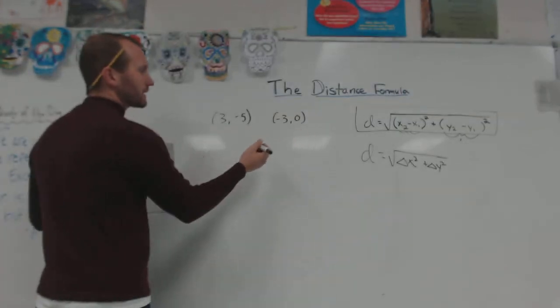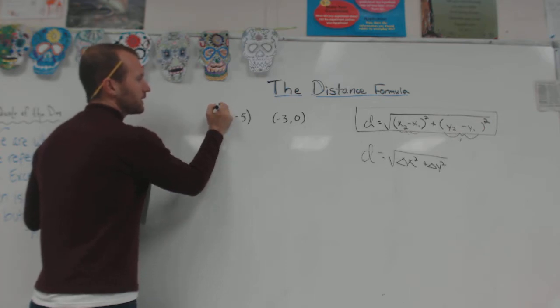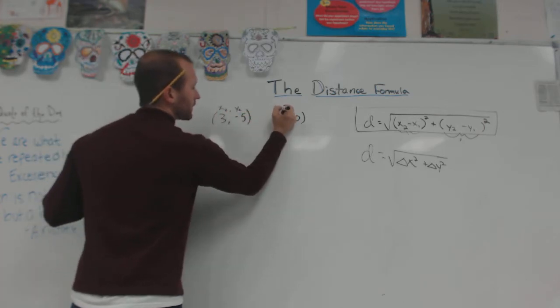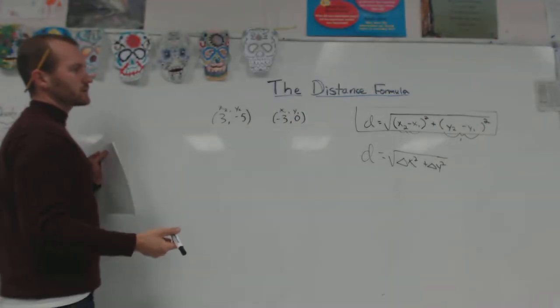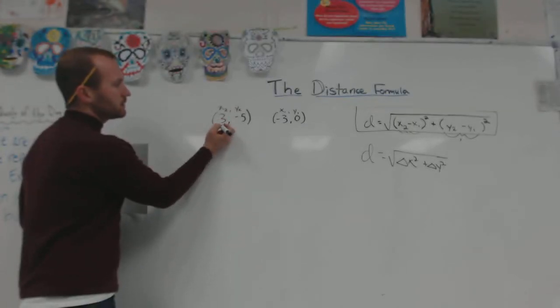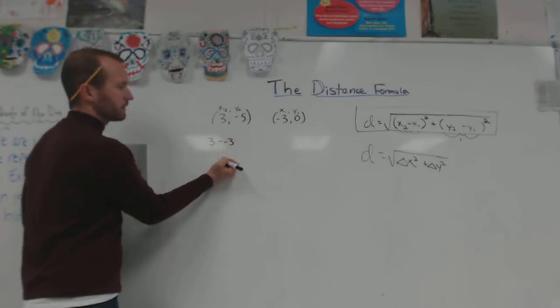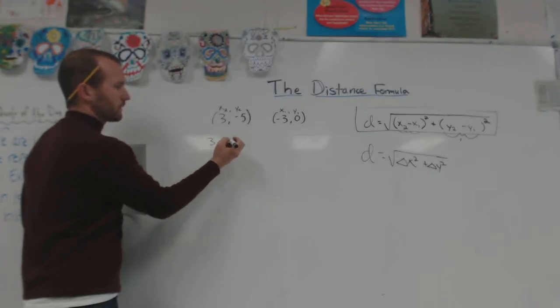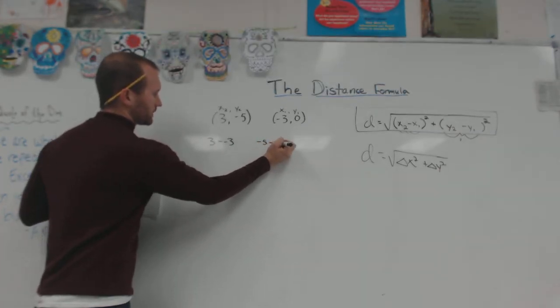So what is change in x? Well, we take one of these minus the other one. So I'm going to call this one x2, y2, and I'm going to call this one x1, y1. I just think it's going to make the subtraction a little easier. So I want to do x2, 3, minus x1, which is negative 3. And then I want to do y2, which is negative 5, minus y1, which is 0.